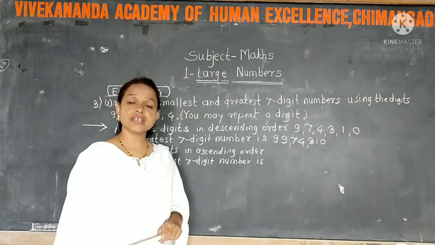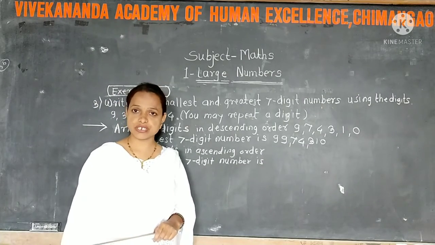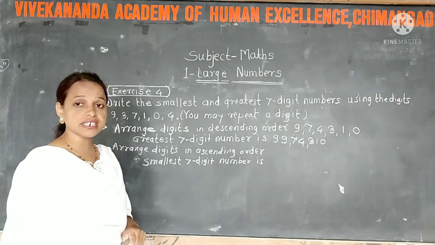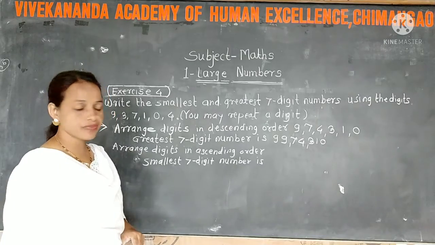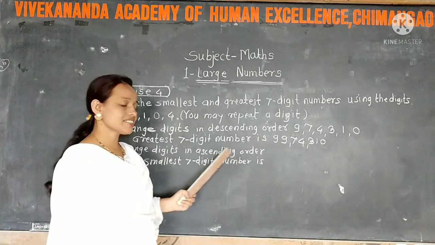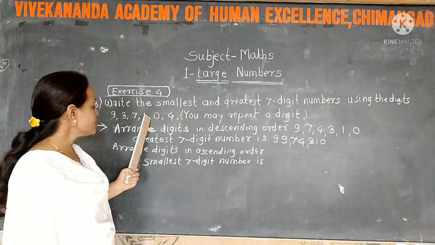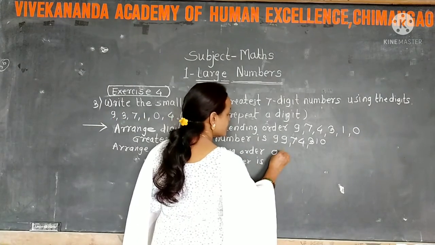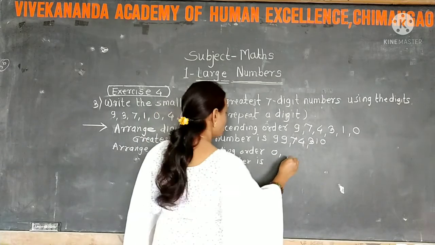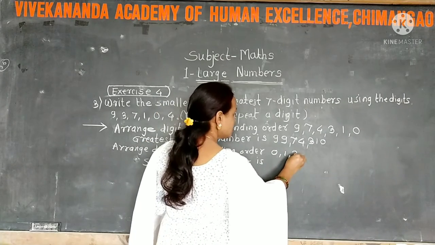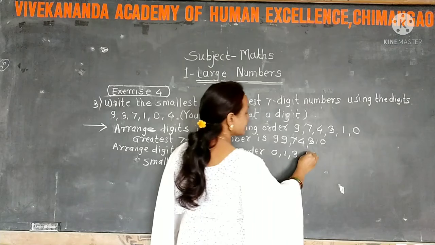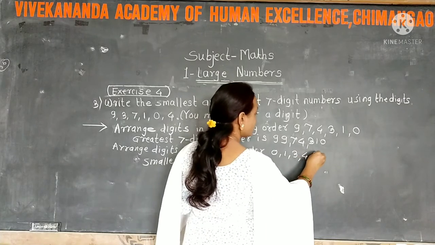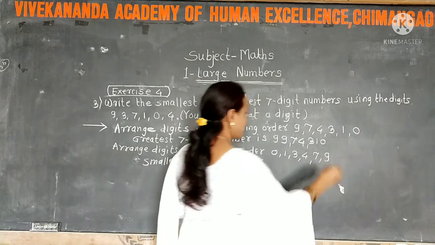Now we make here smallest 7-digit number. So to make a smallest 7-digit number, we have to arrange a given digit in ascending order. So here we arrange a given digit in ascending order. Here smallest digit among these 6 digits is 0. Greater than 0, 1. Greater than 1, 3. Greater than 3, 4. Greater than 4, 7 and 9.